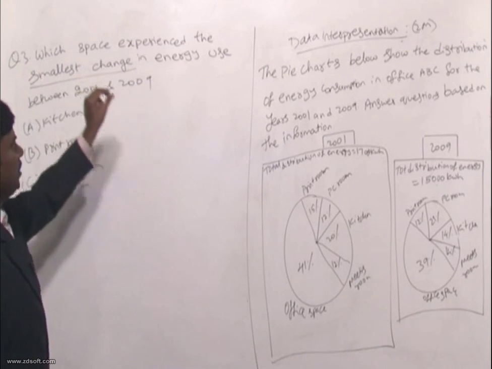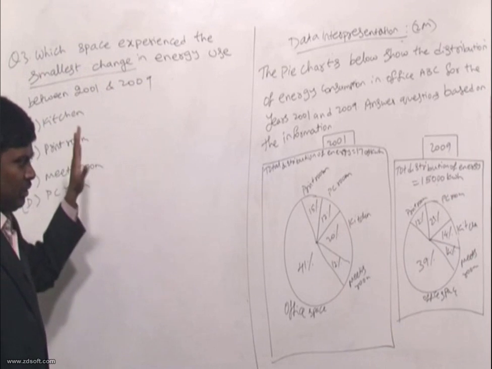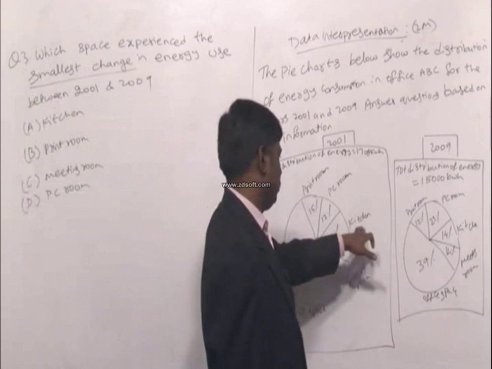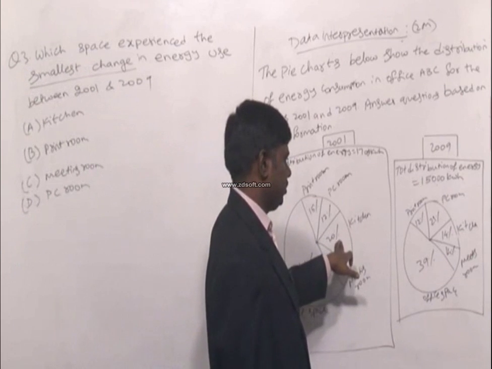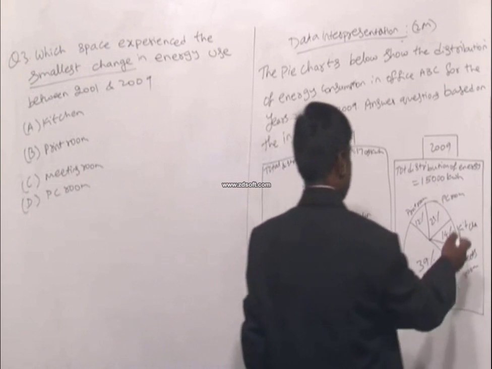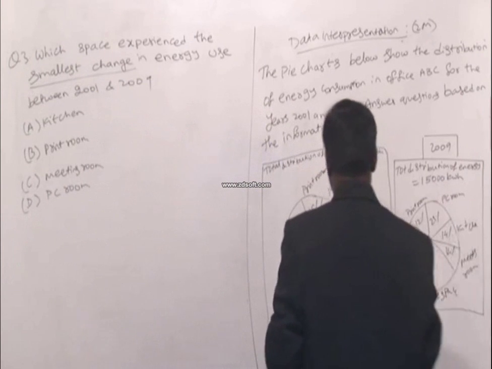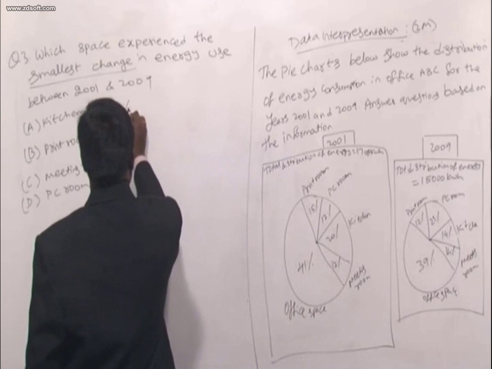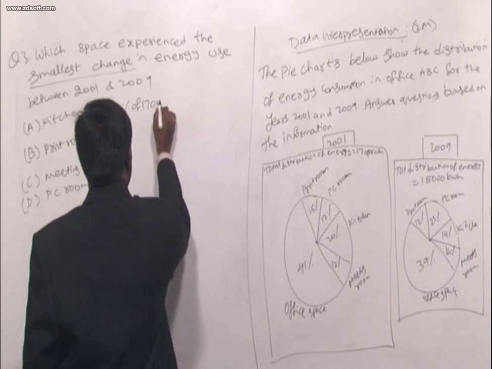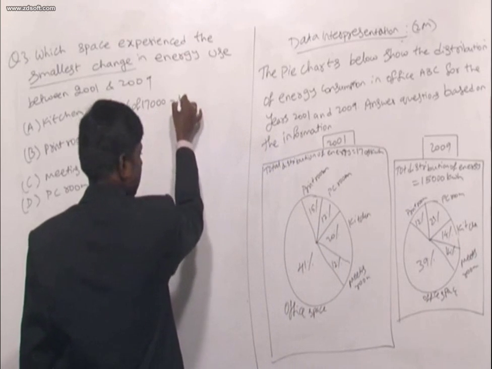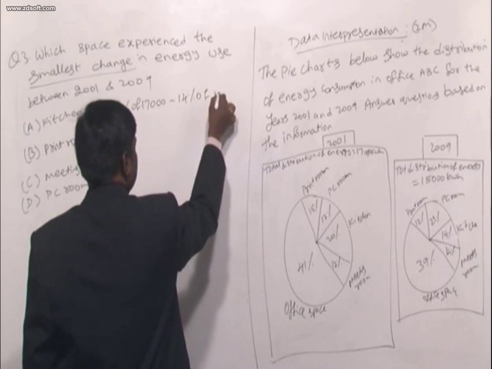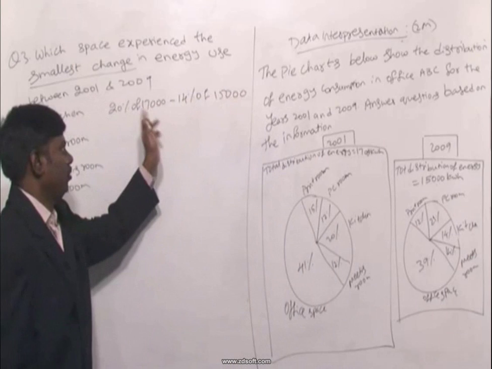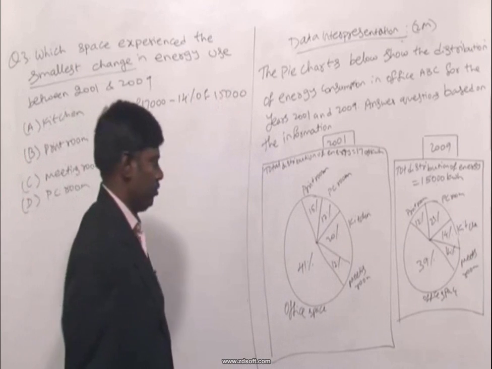Let us consider the smallest change for these categories, which is having the smallest change. 2001 kitchen 20%, whereas 2009 14%. 20% of 17,000 minus 14% of 15,000. So there seems to be a drastic change. The percentage reduced, and the number also reduced.